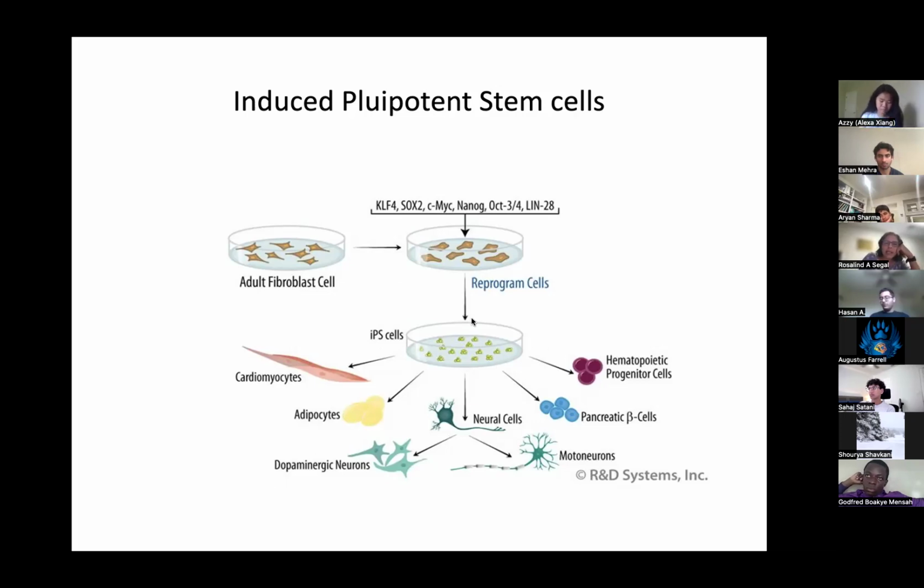We can then take these iPS cells, and make blood cells, pancreatic cells, nerve cells of different kinds, fat cells, muscle cells. It's really amazing. So this is great because now we can take just the blood from a patient and use that to make neurons that have the exact same genetics as that patient.